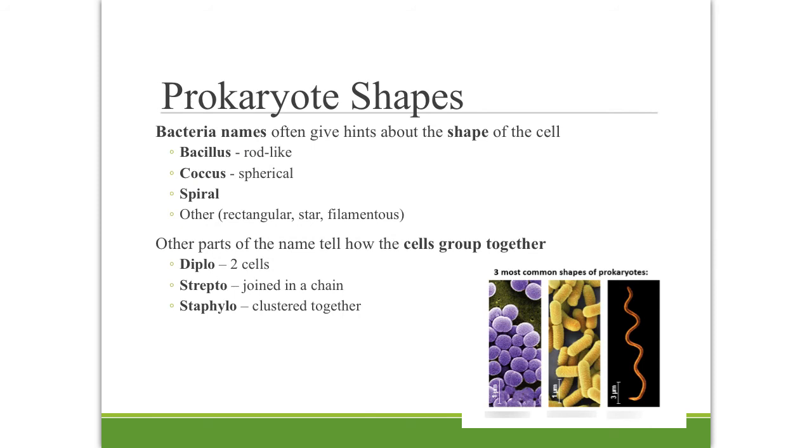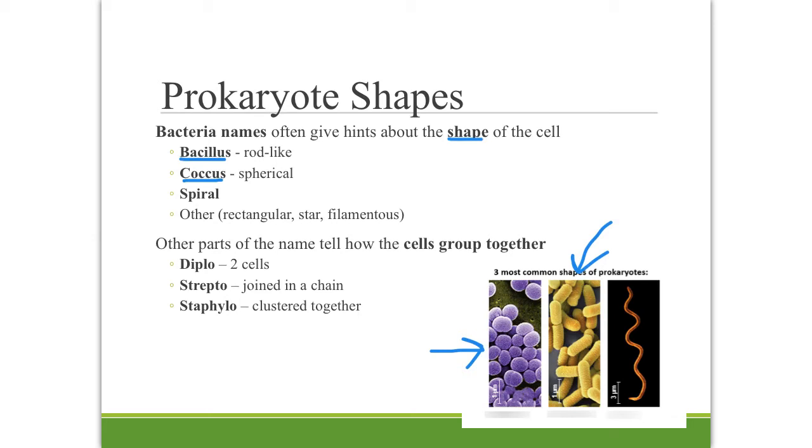You may have heard some of the names of bacteria, and the bacterial names often give hints about the shape of the prokaryotic cell itself. So something that is a bacillus, like a lactobacillus bacteria that is used to make yogurt, is rod-like or capsule shaped. So in the picture down here, the bacillus bacteria are in the center. These yellow ones are a bacillus shape. A coccus bacteria is spherical, so the purple ones here on the left are showing you the coccus shape.